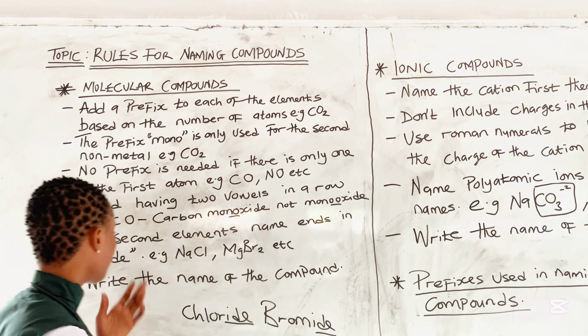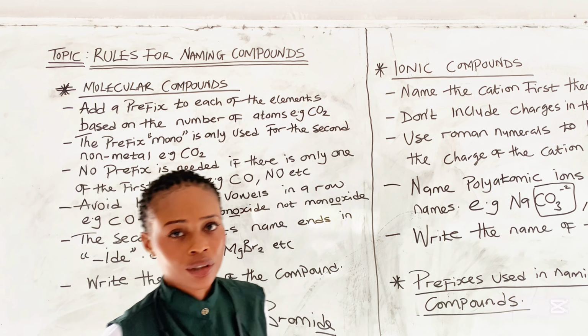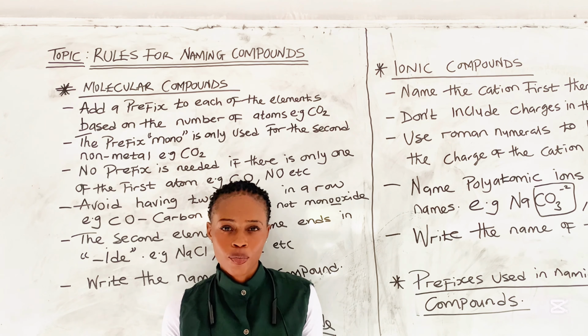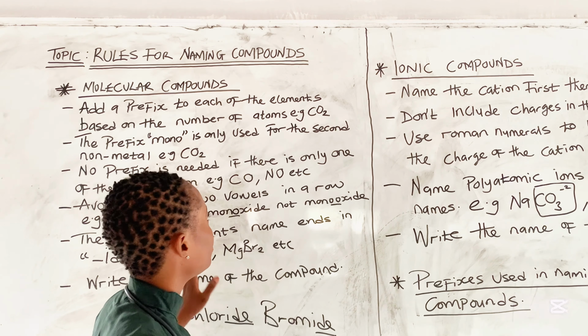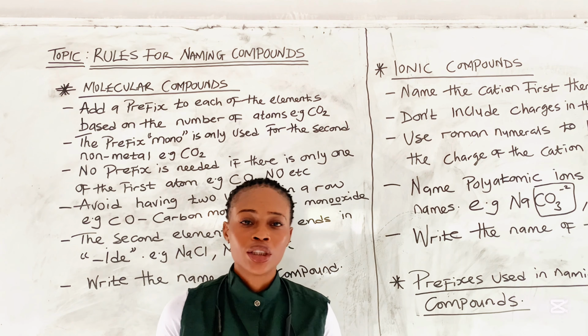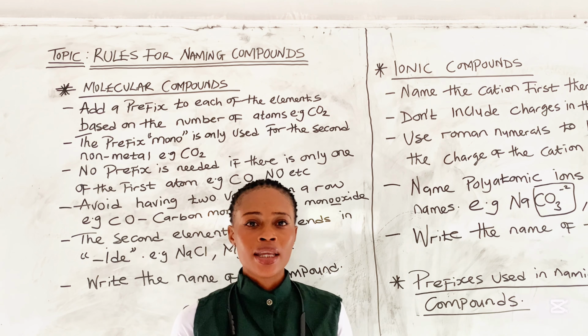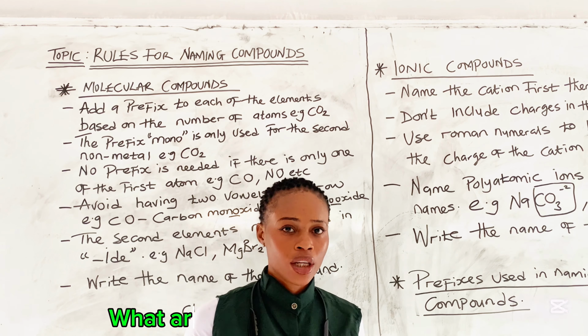And then once you have done all this, the last rule is write the name of the compound. I hope this makes sense to you. So please take out time to learn these rules. We'll be moving on to the rules that apply when naming ionic compounds. But first things first, what are ionic compounds?